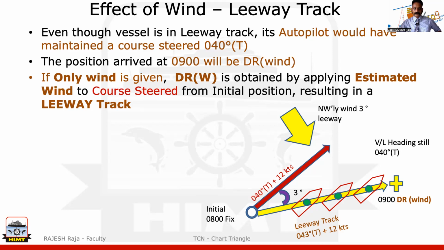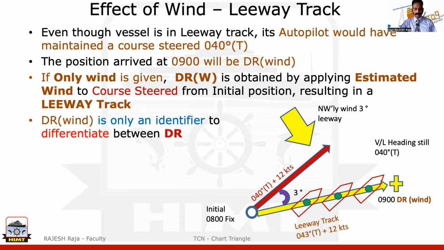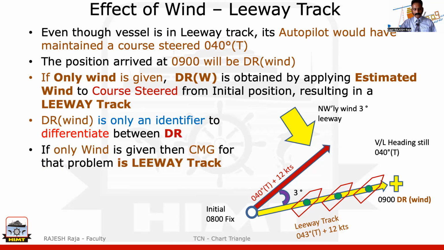Okay. So if only wind is given in your question, please apply the estimated wind, which is your northwesterly wind, 3 degrees leeway. Apply it on the course steered, and you will get a resultant called leeway track. As I mentioned, DRW or DR wind is only an identifier to differentiate between the earlier DR we had seen in the previous module.